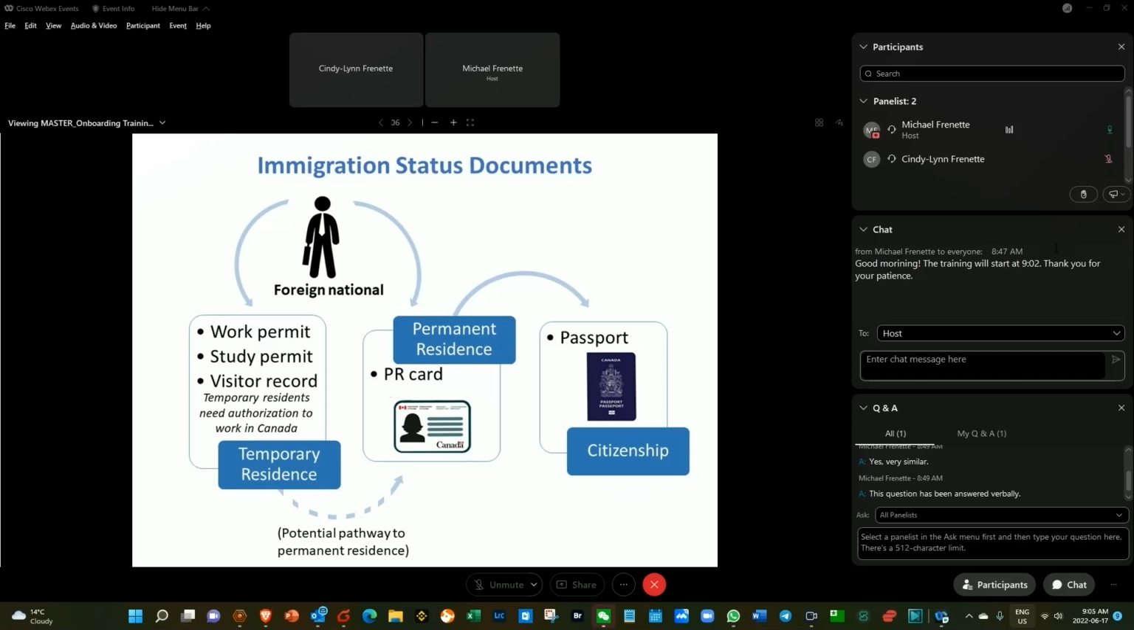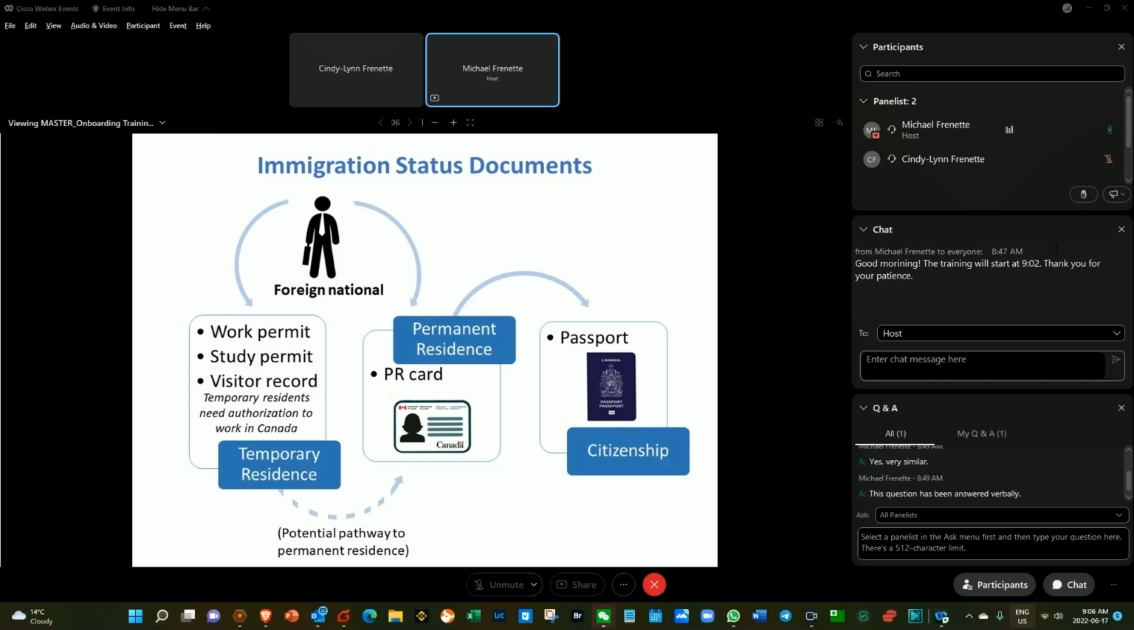Having legal status in Canada means that you are authorized to enter and remain in Canada as a temporary or a permanent resident under the Immigration and Refugee Protection Act, or as a Canadian citizen under the Citizenship Act. A temporary resident is a foreign national who is legally authorized to enter Canada for a temporary purpose, either as a visitor, a student, or a worker. The admission of a foreign national into Canada as a temporary resident is a privilege and not a right. So temporary residents are subject to various conditions.